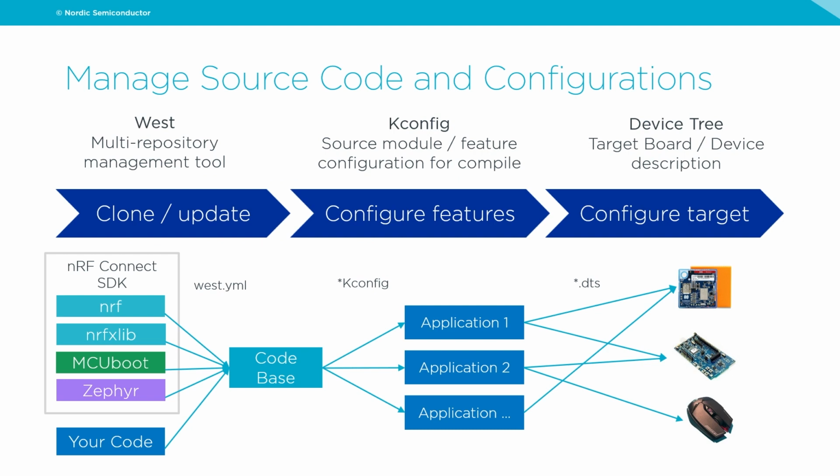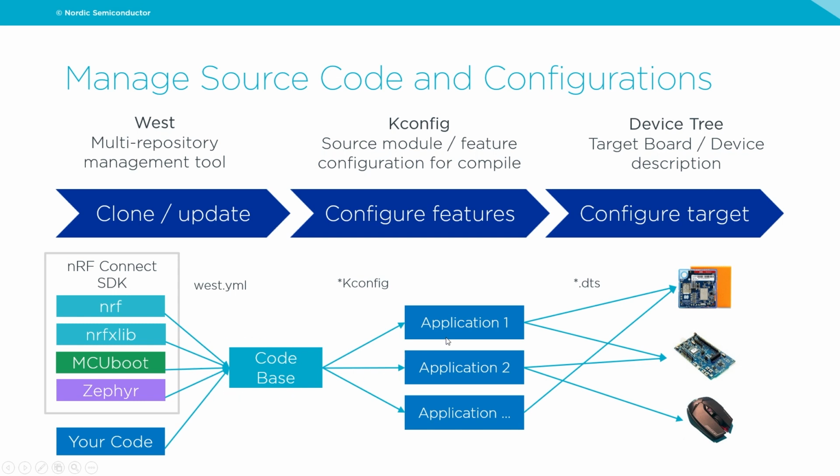So moving on shortly to the source code and configurations. Like I said, we have West, so the multi-repository management tool. That's how you can clone and update the code base. So you can see on the figure below, you have the NRF Connect SDK here, containing all of the different repositories, and then you can add your code, and then that then becomes the code base. So that's how you can clone the code base using the West tool.